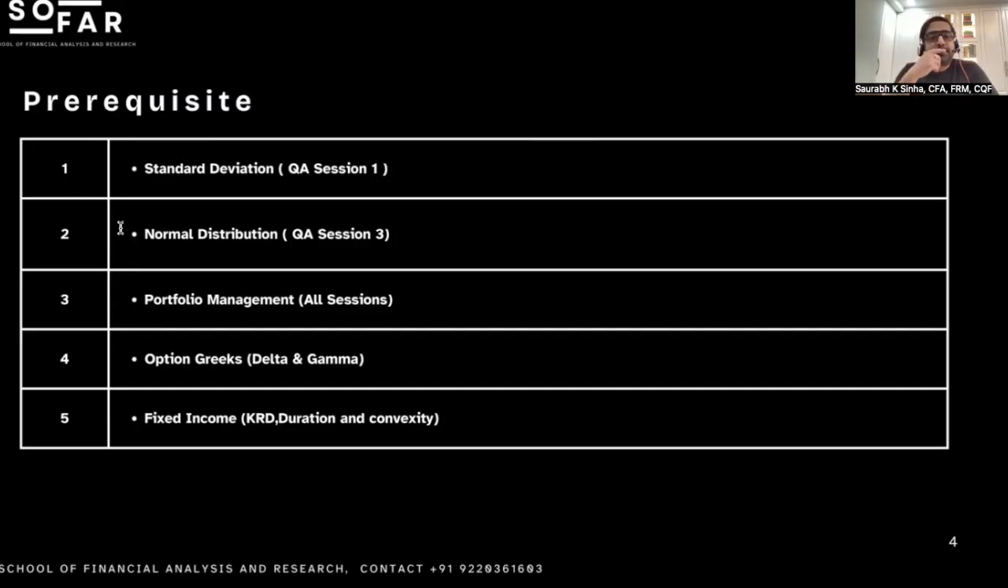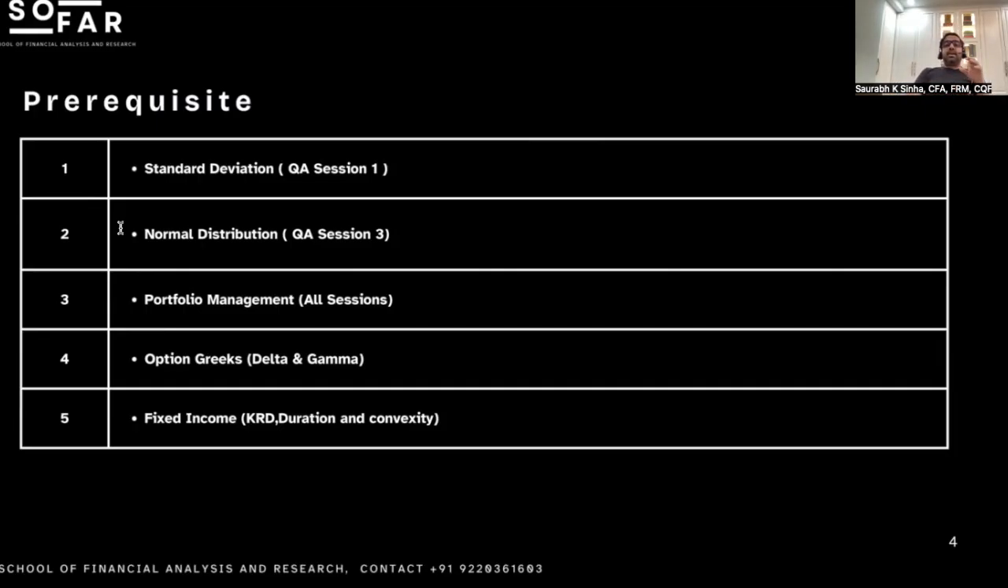So these are some of the prerequisite topics that you should know before deep diving into the VaR session. But the best part is we'll start from the basic level, the zeroth level of the concept, and build the concept slowly. But again, after this session, revise your notes on quantitative analysis, portfolio management, fixed income, and derivatives.